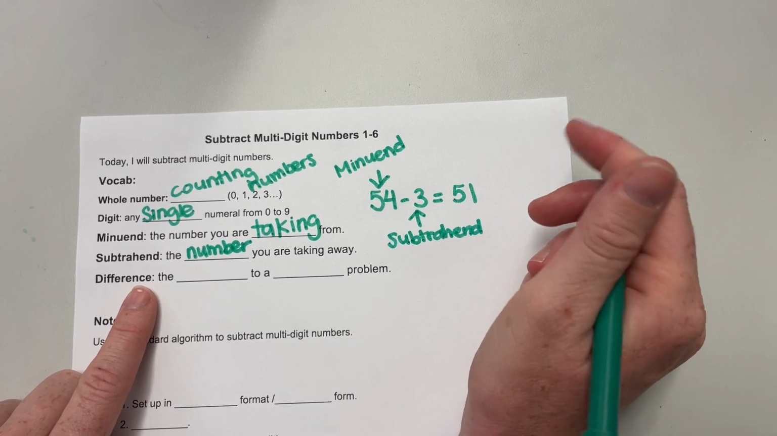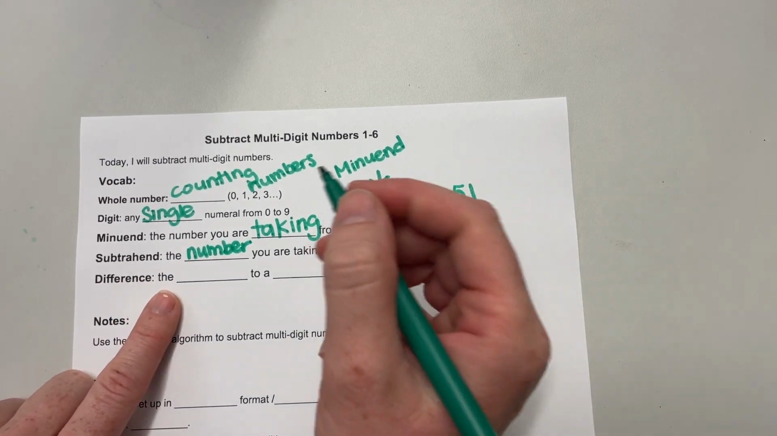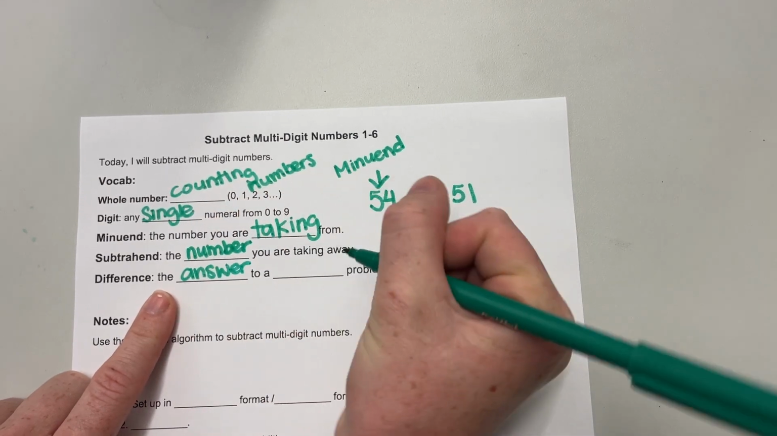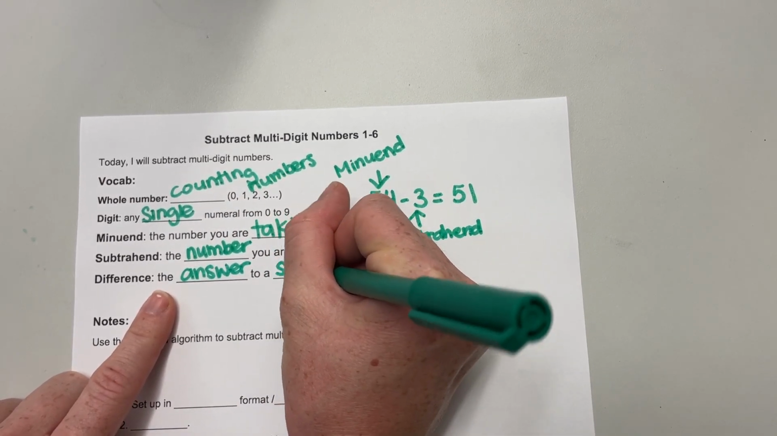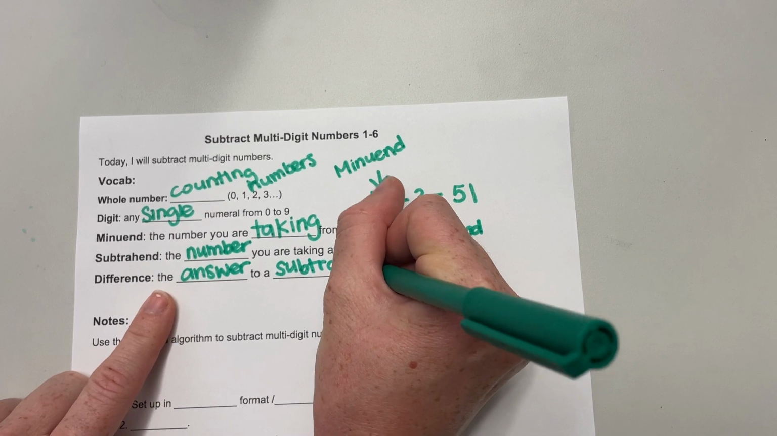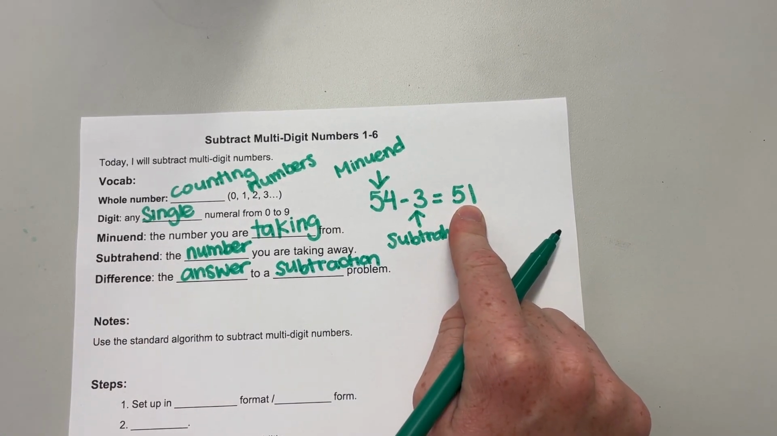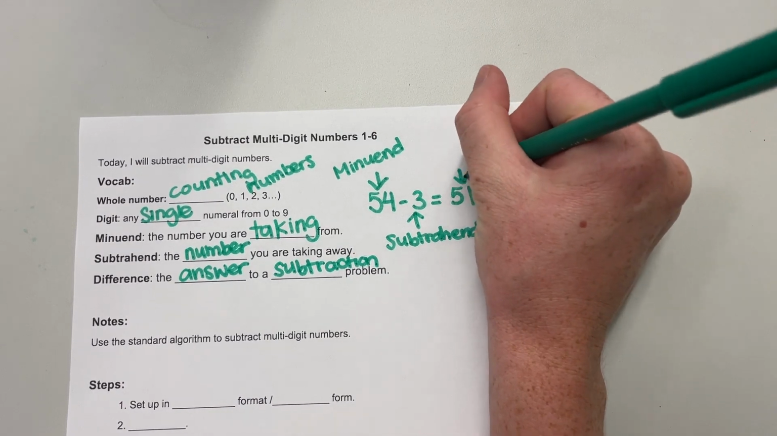And then finally is the difference. That's the answer to a subtraction problem. And our difference would be 51.